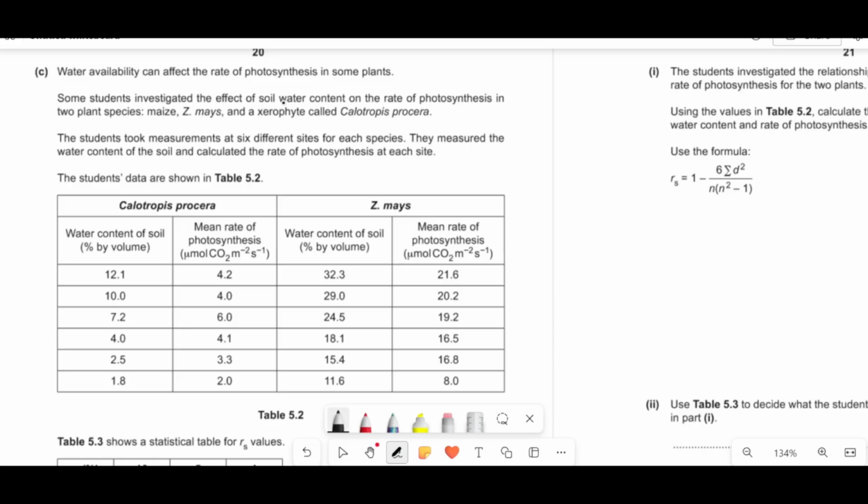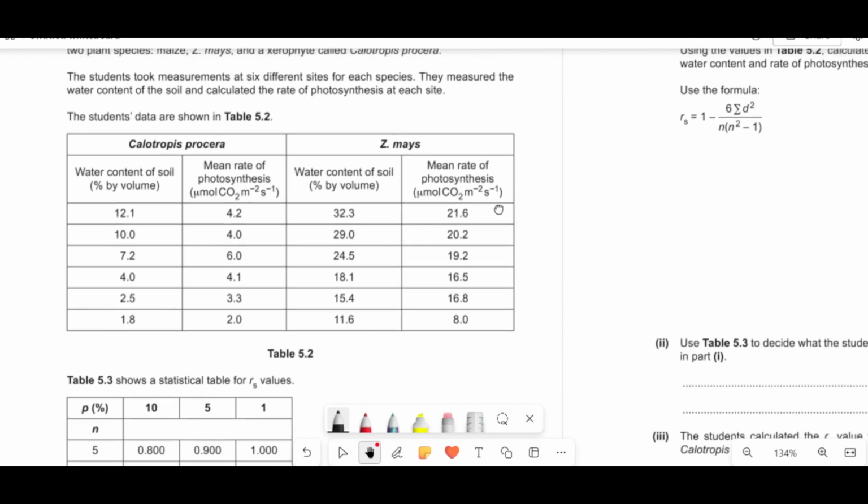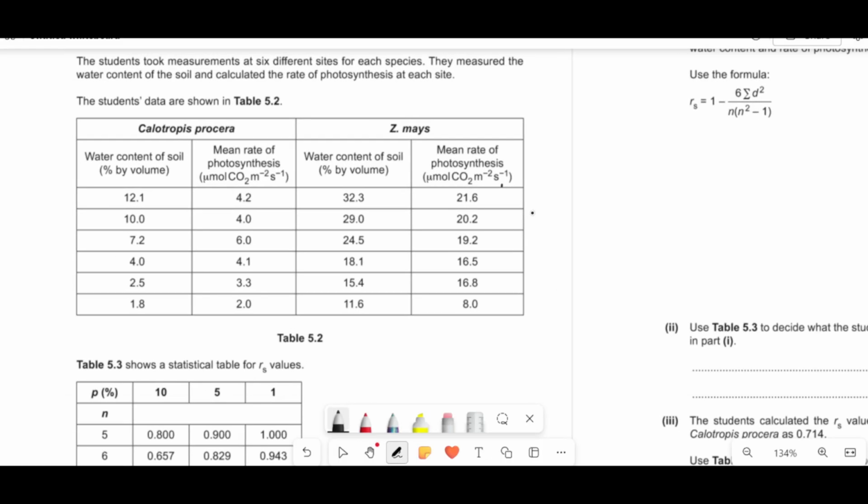So water availability can affect the rate of photosynthesis. They investigate the effect of soil water content on the rate of photosynthesis in two plants, and their xerophyte called this. They took measurements at 6 different sites for each species. They measured the water content of the soil and calculated the rate of photosynthesis for each site.